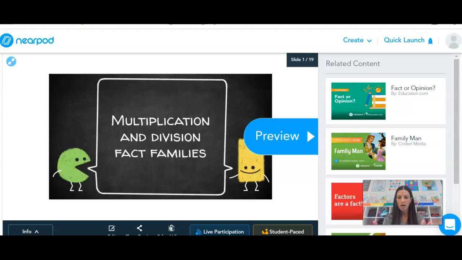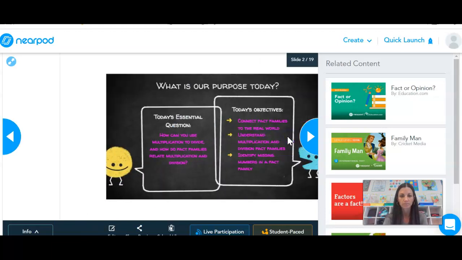So you should have some knowledge about fact families. So today we're going to do an activity in Nearpod where you get to show me what you know. So our topic is multiplication and division fact families.